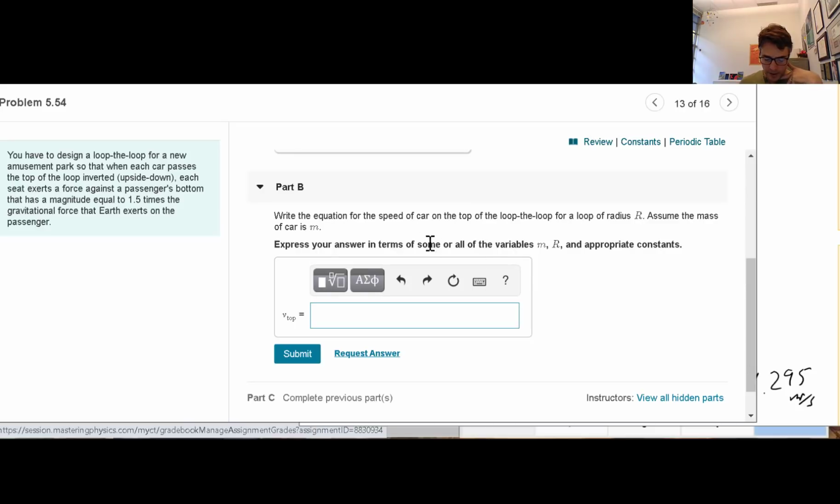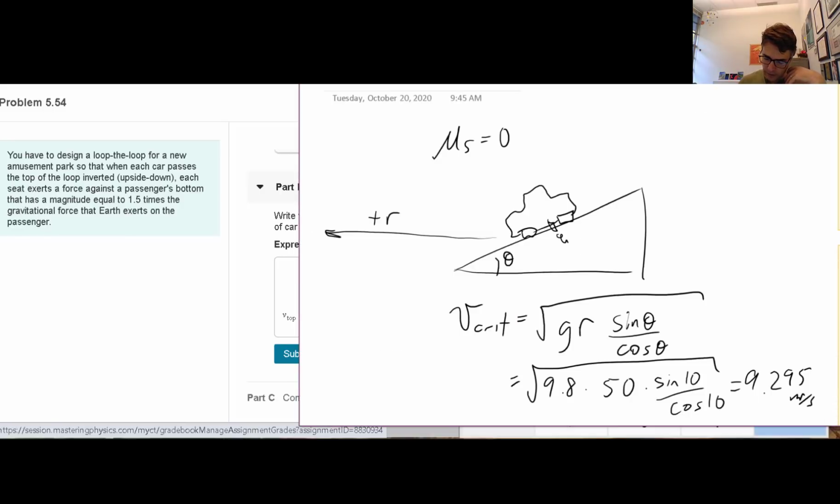Write the equation for the speed of the car at the top of the loop-the-loop for a loop of radius r. Assume the mass of the car is m. Express your answer in terms of some or all of the variables m, r, and appropriate constants like g. Okay, no problem. So let's start a new page here.